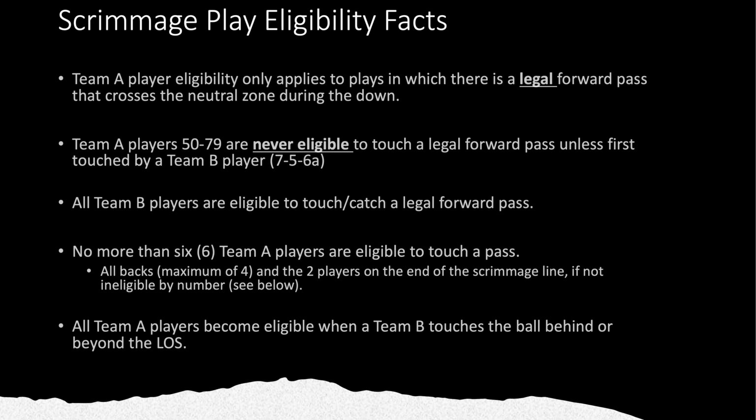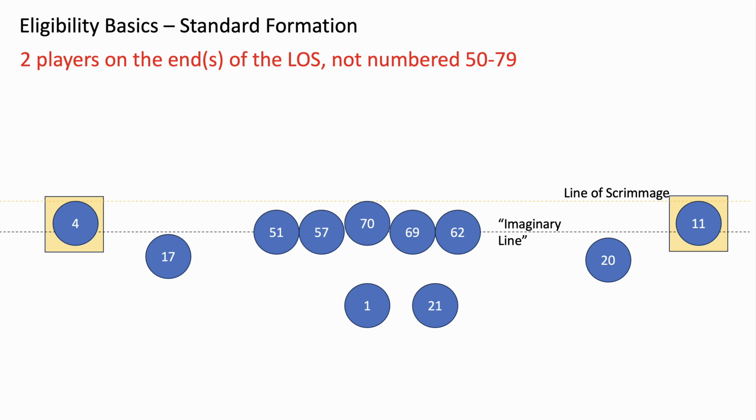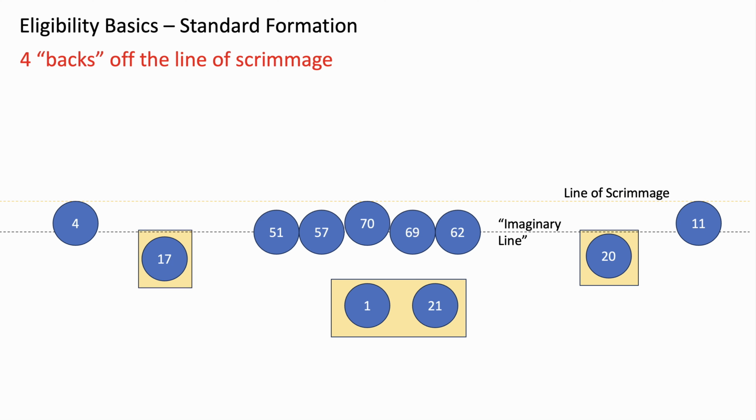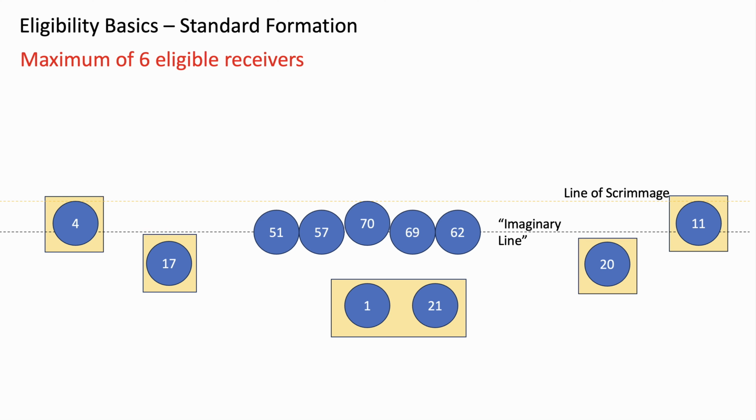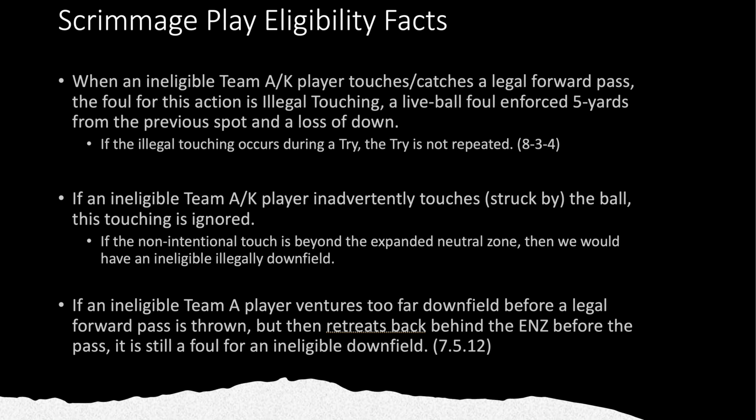Again, players 50 to 79 are never eligible to touch a legal forward pass until it is touched by Team B. So just to illustrate this, we've got our 2 players that are on the end of the line of scrimmage not numbered 50 to 79. So in this case, A4 and A11 are going to be eligible. And then 4 backs clearly off of the line of scrimmage in A17, 1, 21, and 20 here, for a total of 6 players that are eligible to catch a legal forward pass.